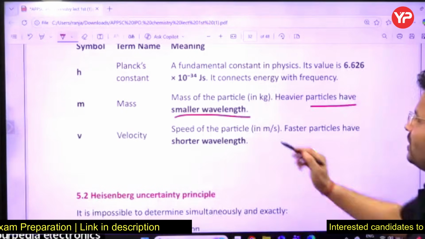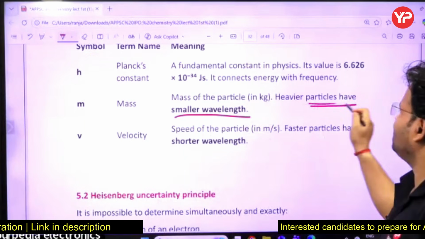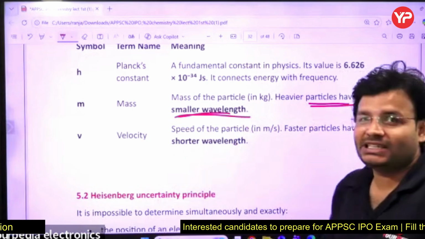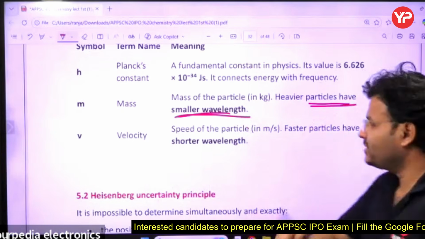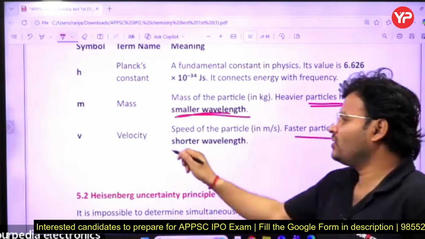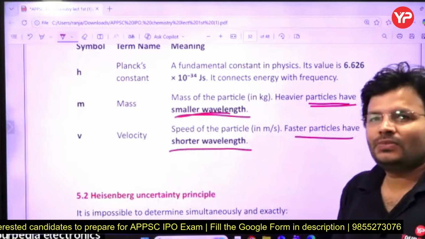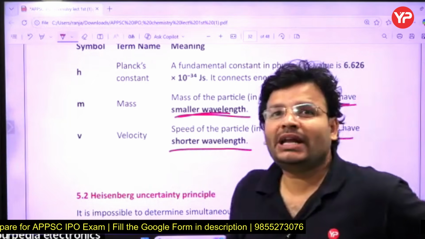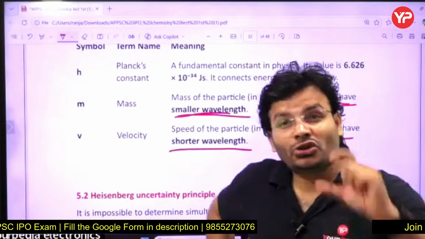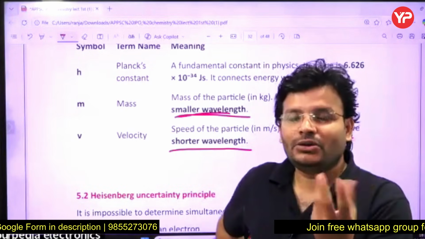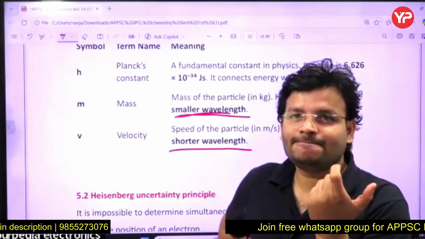You have to remember the relation: the heavier the particle, the smaller the wavelength. I have highlighted that point because it has been asked once. Similarly, for the speed of the particle, the faster the particle, the shorter the wavelength. Okay, shorter wavelength, and always keep in mind which one has more energy, my dear friends, shorter wavelength or longer wavelength? Tell me everyone, dear, which one has more energy?